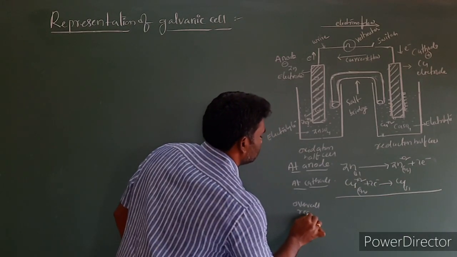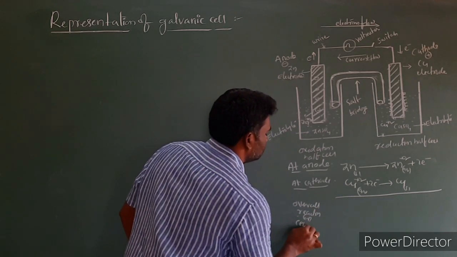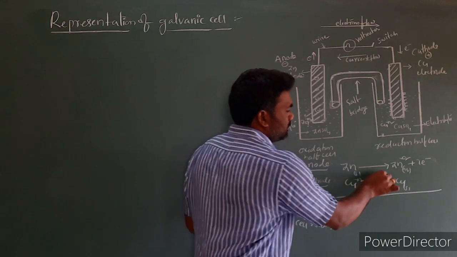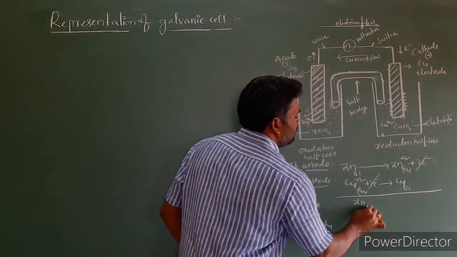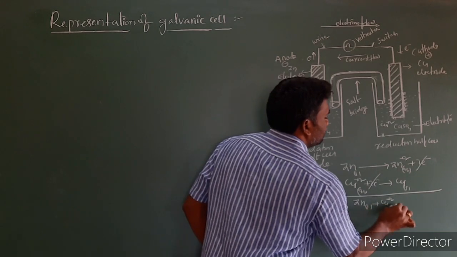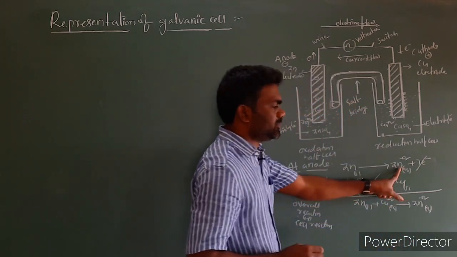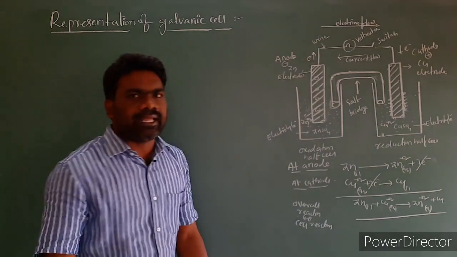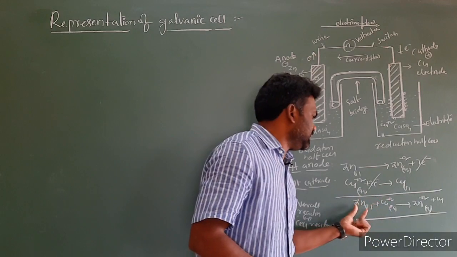Overall reaction, or we have to call it the cell reaction. Here the 2 electrons get cancelled. Then what we get is zinc solid plus Cu2+ aqueous gives rise to Zn2+ aqueous, and the remaining is copper solid. So this is the net reaction or overall reaction, also called the cell reaction. This is the reaction we required.